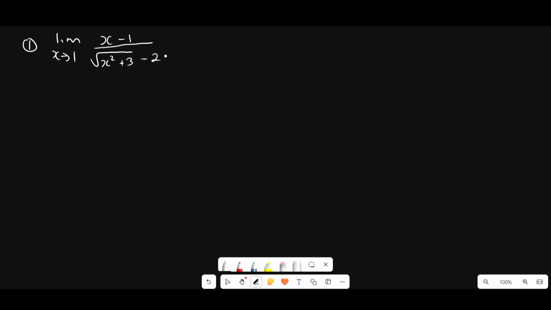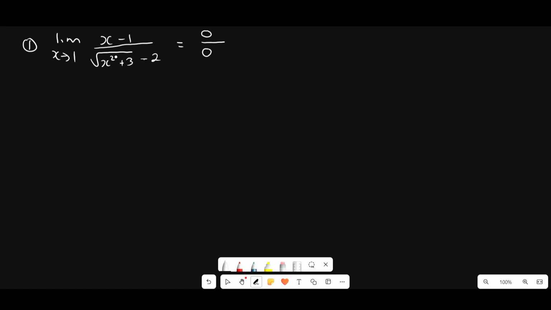So in this case, I notice that if I do the direct substitution, I'll have 0 on top, because 1 minus 1 is 0. And if I plug in 1 there, that's 1 squared plus 3, which is 4. Square root of 4 is 2. 2 minus 2 is 0. And then here I have 0. So this is an indeterminate form. That means we have to simplify further.